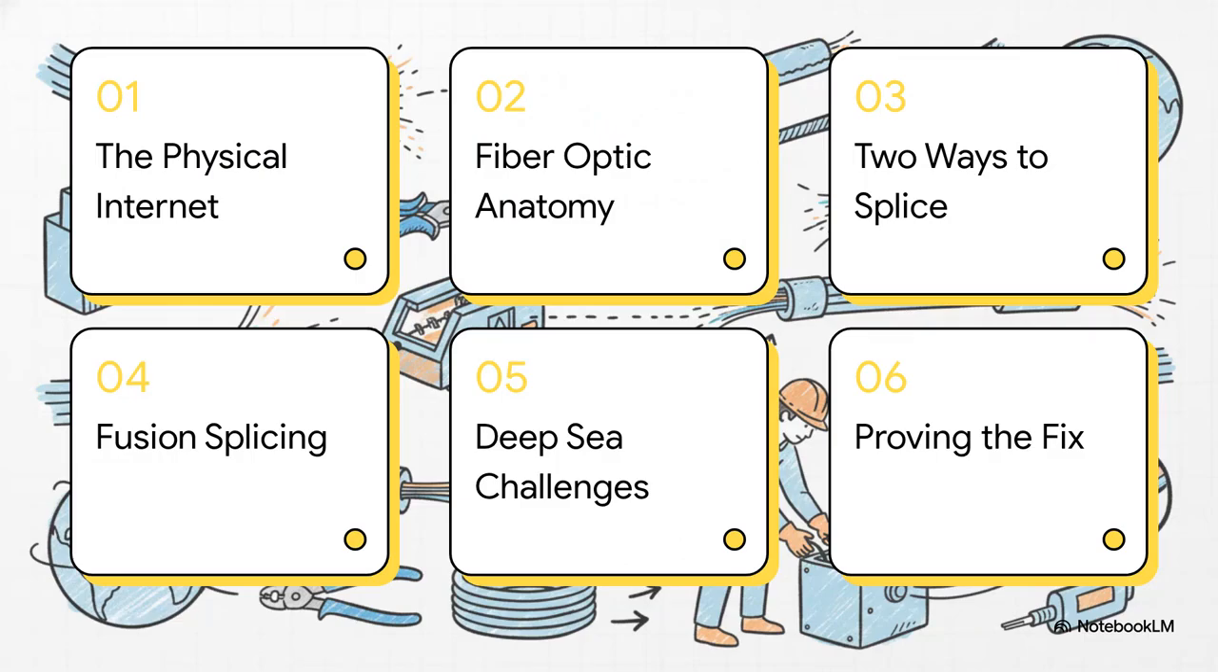So, here's our roadmap for today. We've got the physical internet, anatomy of fiber optics, 2 ways to splice, the fusion splicing process, deep sea challenges, and finally, proving the fix. Basically, we're taking a journey from the monumental scale of the global internet right down to the microscopic precision required to keep the whole thing running.